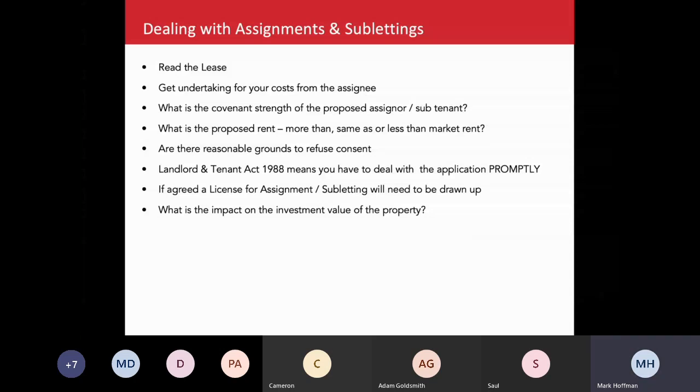What is the impact on the investment value of the property? What is the impact on the investment value of the property?